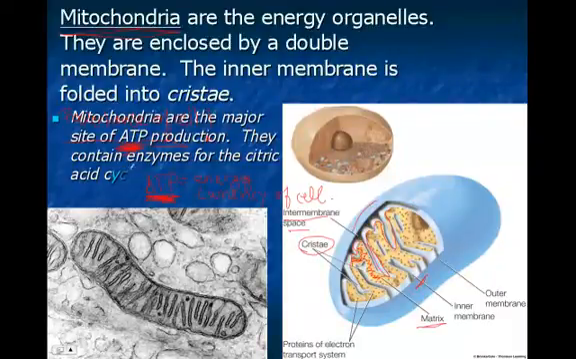And we're going to come back and talk, again, at the very end of this lecture, about certain enzymes that are inside the mitochondria that can be used for the citric acid cycle.